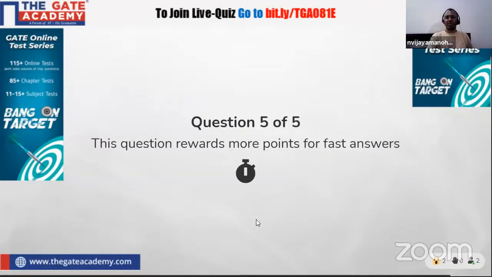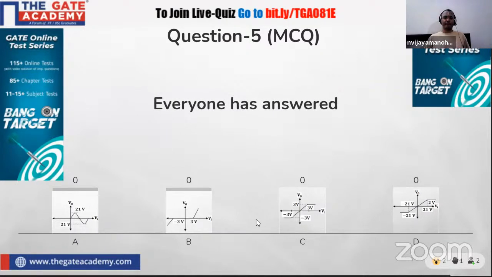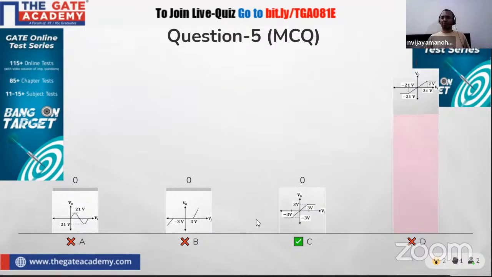Here comes the last question. Let's see if somebody answers this. Here you are being shown a diode circuit, and both the diodes are ideal diodes. How will the transfer characteristic V0 versus Vi look? Strange, strange.